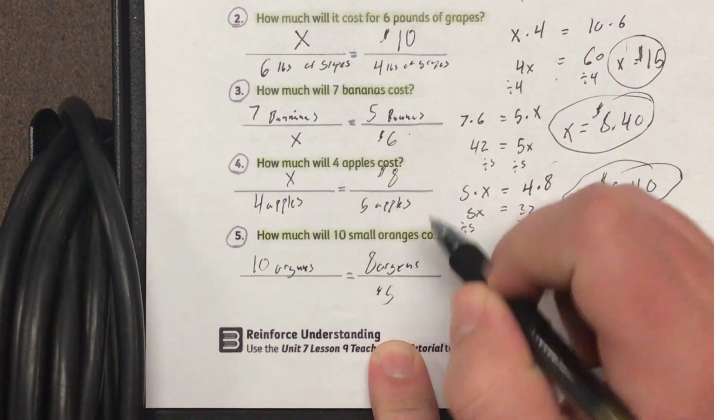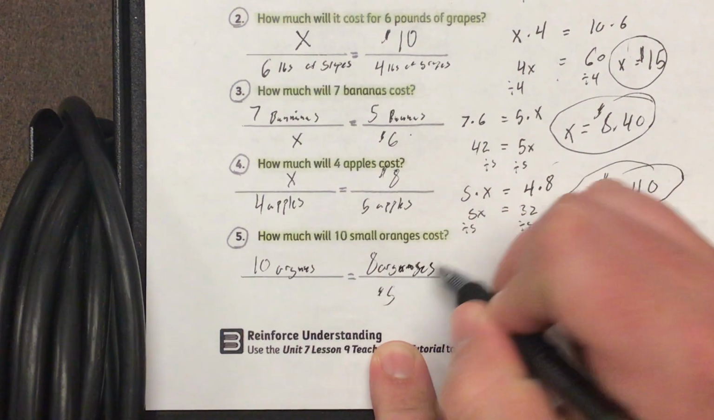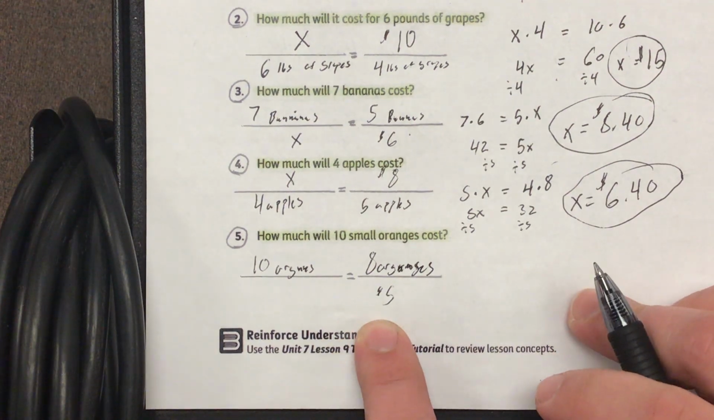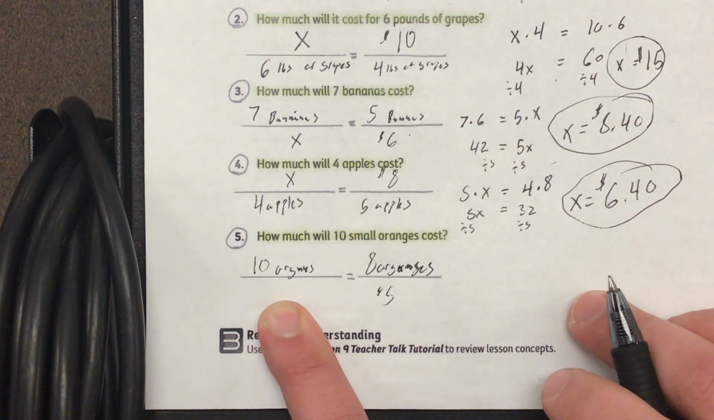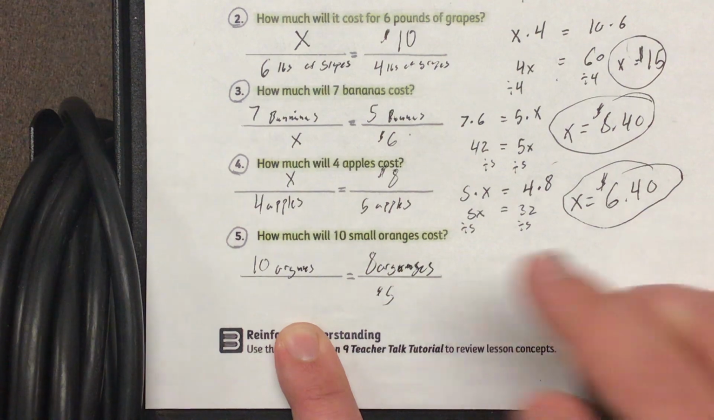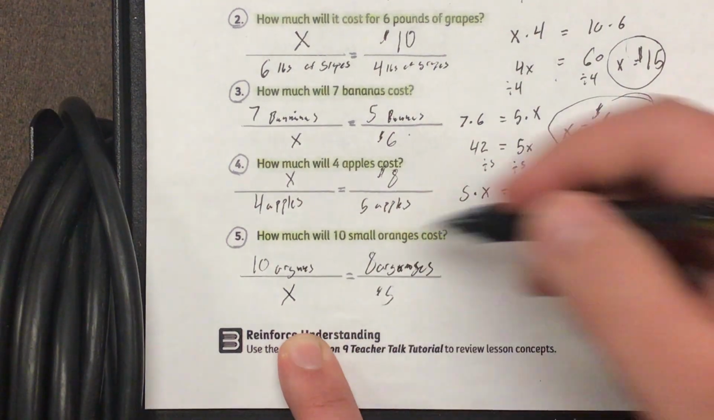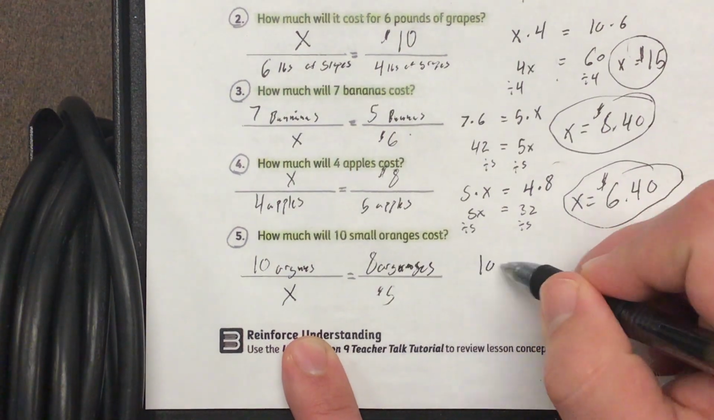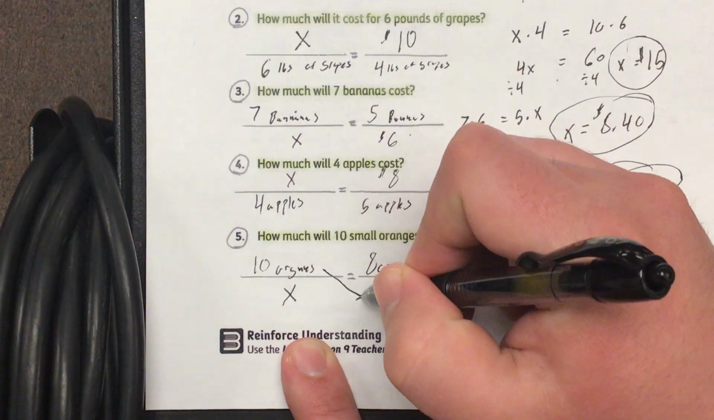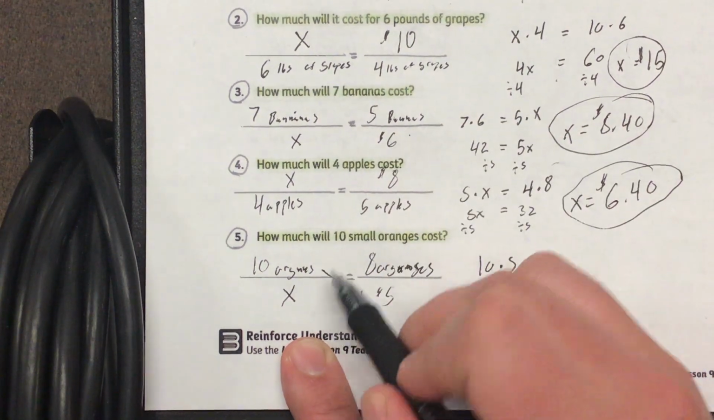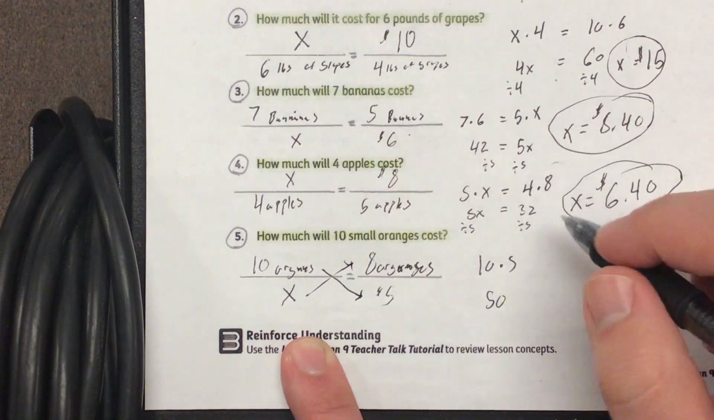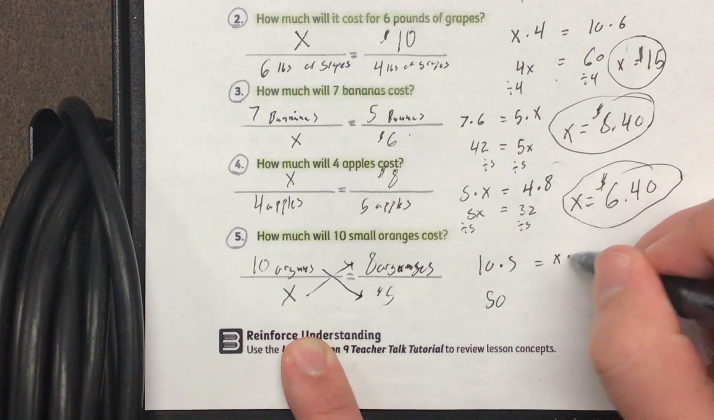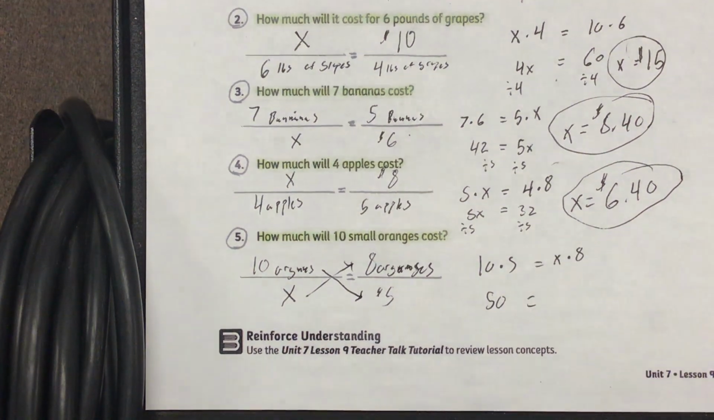If 8 oranges cost $5, do I know how much 10 oranges cost? No. So what goes here? Variable. Now I have to take 10 times 5, because I cross multiply. It's 50. And I have to take x times 8. What's x times 8? 8x.